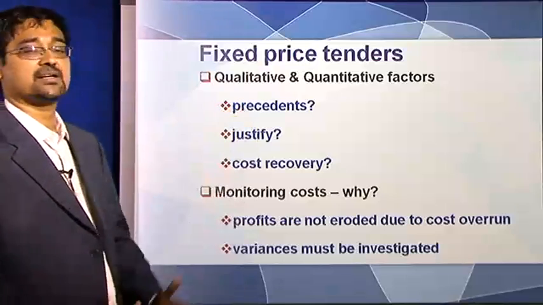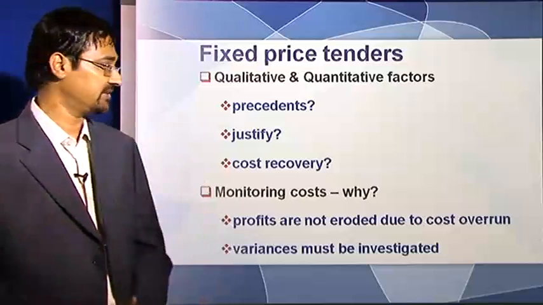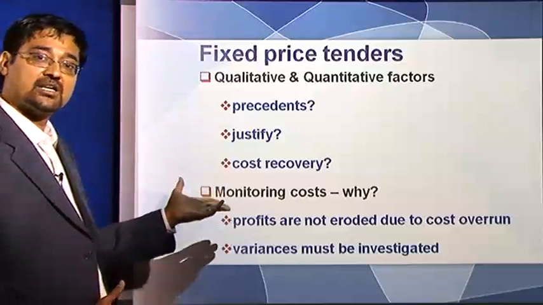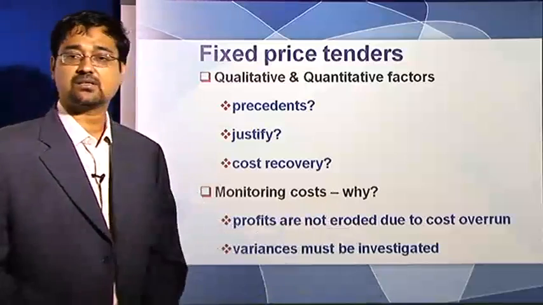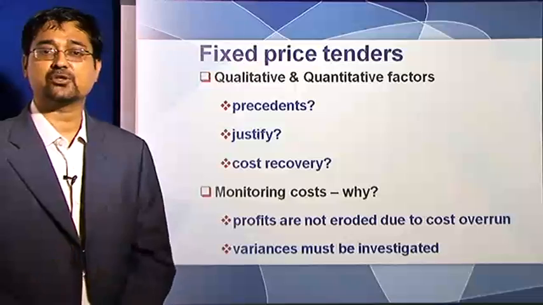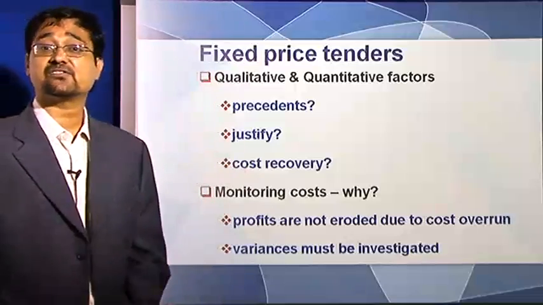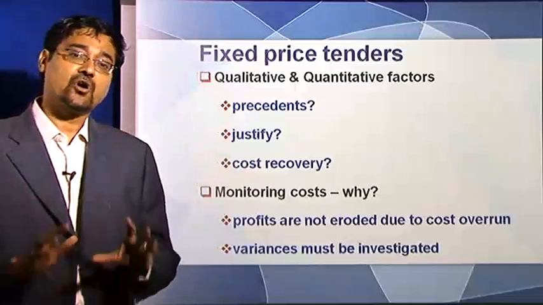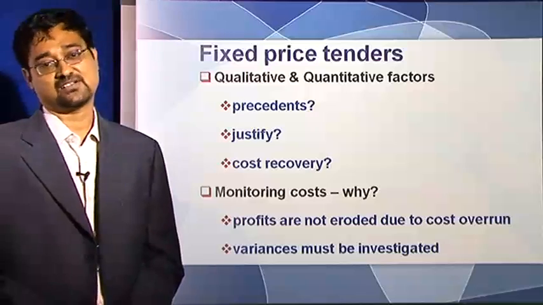So there are certain qualitative and quantitative factors which need to be borne in mind before you come out with a fixed price. And you have to monitor the cost. Why? Simple case, if there is a cost overrun, how do you manage? How do you absorb that into your business? Because it's going to impact your profits big time, because your price is fixed. Therefore, all these factors need to be borne in mind before you come out with the fixed price tender.